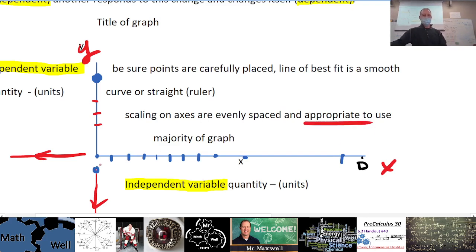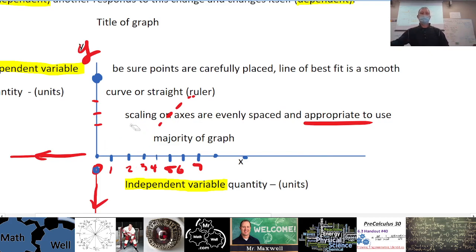Appropriate means if you have a range of, in this example, 1.5 to 7.5. So you could do ones, but look at this: 1, 2, 3, 4, 5, 6, 7. This is not appropriately spaced if this is the edge of your graph over here. Okay? Because you don't want your graph to be in just a portion of the space provided. You want to stretch it out as much as possible.